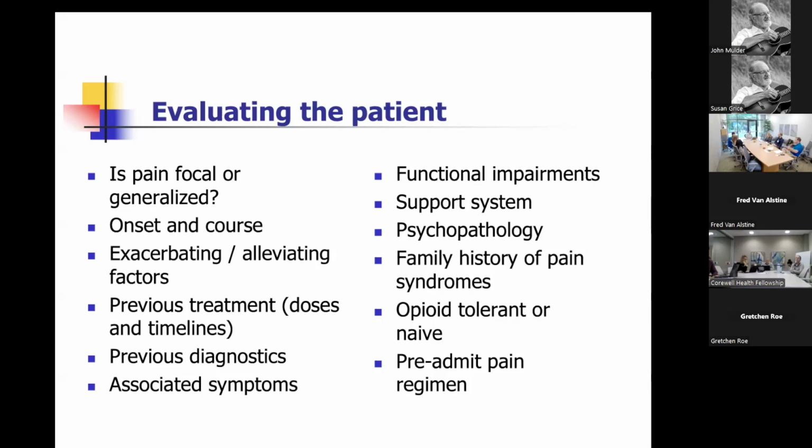Again, that gets to the issue of secondary gain issues. What kind of a system do they have in place? Psychopathology, we just talked a bit about that. A family history of pain syndromes, I tend to include in my history as well.